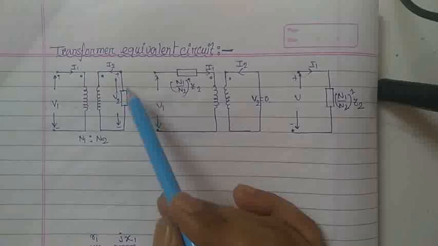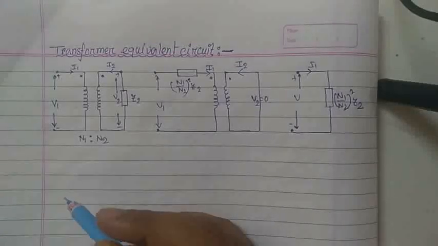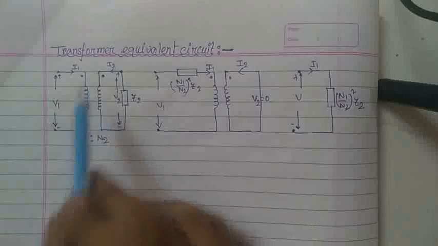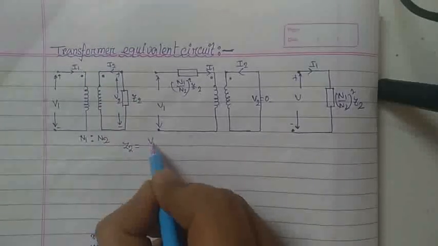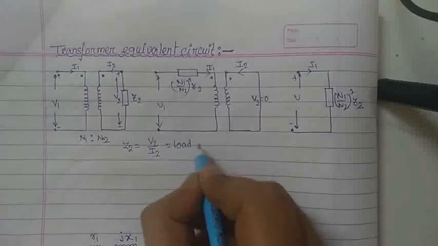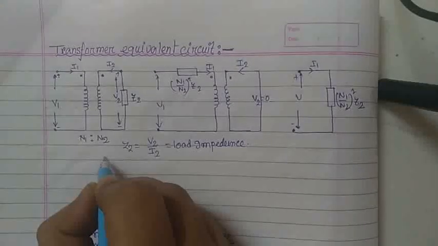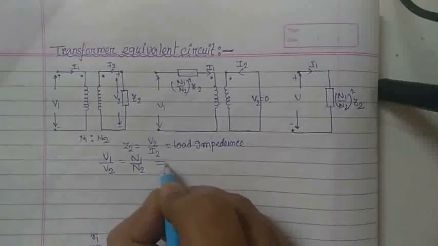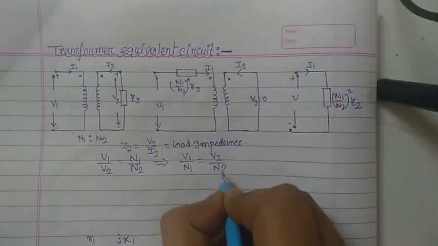Here in the secondary side, an impedance Z2 is connected. Now the secondary current, that is I2, flows in this direction. So secondary impedance Z2 can be written as V2 by I2, that is the load impedance here. Now from the transformer equation, we know that V1 by V2 equal to N1 by N2. So V1 by N1 equal to V2 by N2.